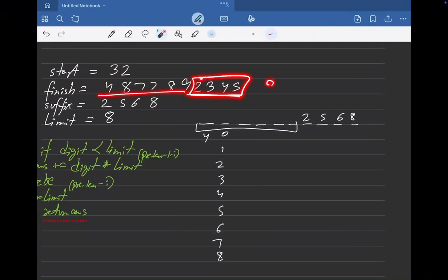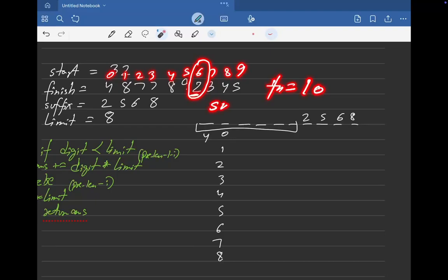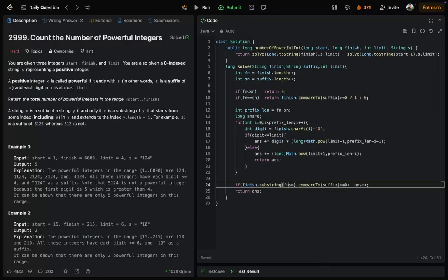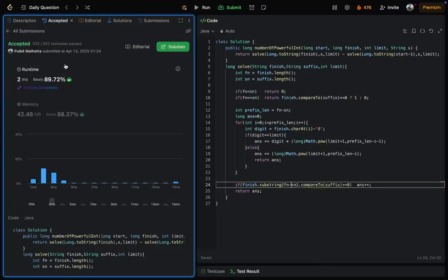What is this length? 9. What is this length? 4. So how do we calculate the last 4 values? I will get 5. So 0, 1, 2, 3, 4, 5 and 0, 1, 2, 3, 4, 5, 6, 7, 8, 9. I have to reach this index. So my fn is 10 and my sn is 4. So 10 minus 4 gives me 6, and I will then reach this value. So I just have to do fn minus sn. So this is the mistake, and yes, now it's working fine.